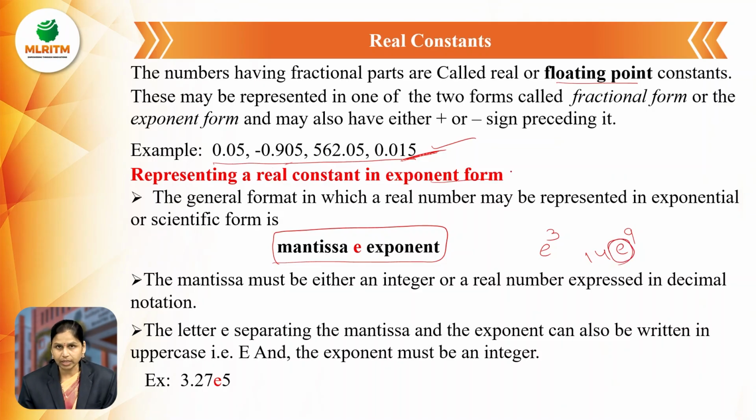The syntax of the exponent form contains the mantissa, the letter e, and the exponent. In this example, 3.02 is the mantissa and e is the exponent, which is nothing but the power. We can represent 3.27 e power 5; this is called exponent form. When we use just 3.27, it is the normal fractional form. So real constants have two types: fractional form and exponent form. In exponent form, we use the e.